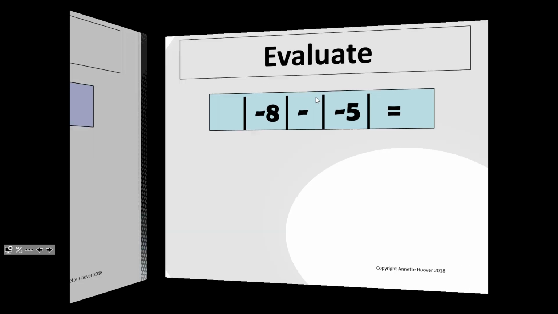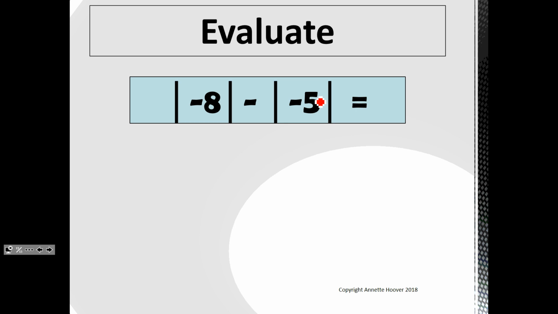And the last one. The absolute value of negative 8 minus the absolute value of negative 5. First, we evaluate the absolute value of both of these numbers. The absolute value of negative 8 would be 8. Then we subtract the absolute value of negative 5, which is 5, and our answer is 3.